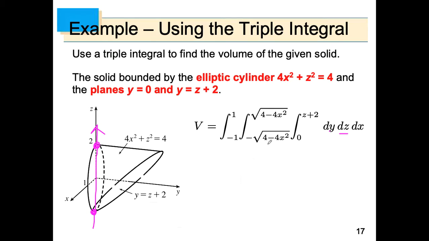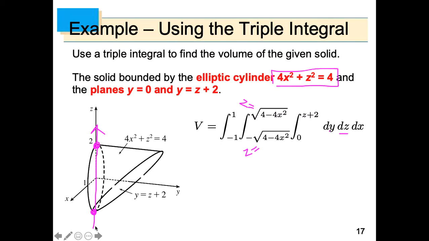So how did I get these guys? Well, again, where did I get this circle from? This circle came from the elliptic cylinder. And since I'm integrating with respect to z, both this lower limit here is a z value, and this upper limit here is also a z value. So these are both values of z. So what you basically do is you just simply take this guy and you solve for z. If you solve for z, then you ultimately get these limits here.